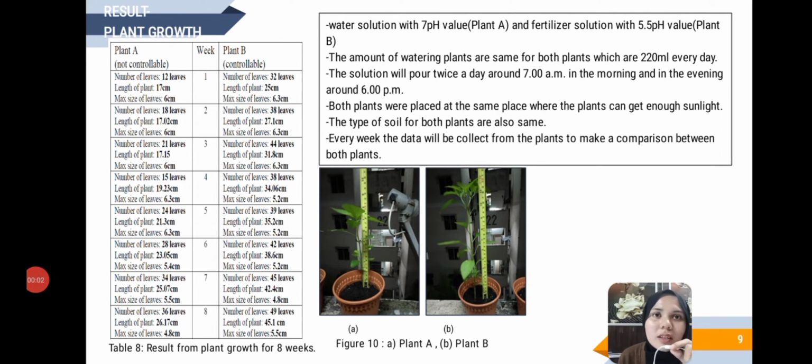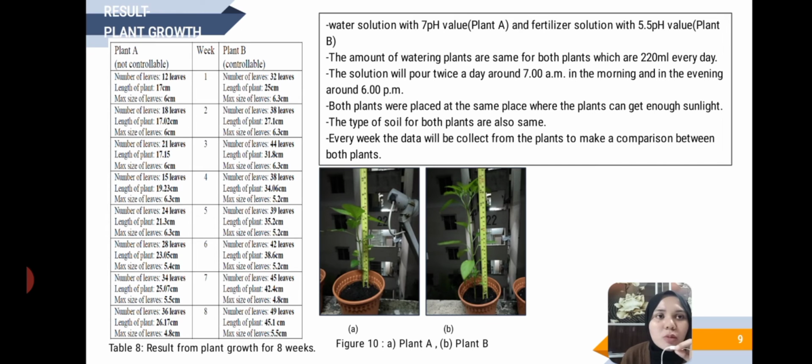Okay, let's look at plant growth. Figure 10 shows plant A and plant B. Plant A was not controlled by the system, and plant B was controlled by the system. Plant A received a water solution with a pH value of 7, and plant B a fertilizer solution with a pH value of 5.5. The amount of watering is the same for both plants, which is 220 ml every day. The solution is poured twice a day, around 7 a.m. in the morning and around 6 p.m. in the evening.